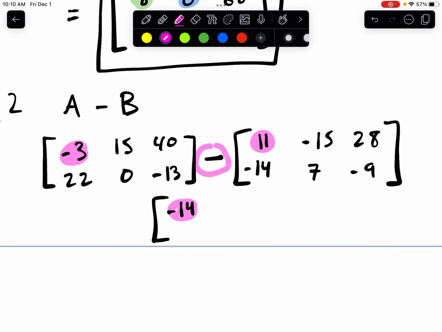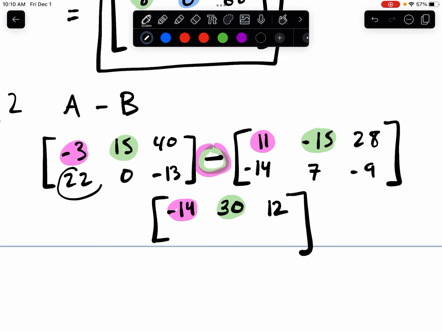All right, and I keep going across, right? So we're going to look and we see that we have 15 minus -15. So minus a negative is really a plus. So 15 plus 15 is going to give me 30. All right, so we get 30 there. So just be really careful with the double negatives that might occur when you're subtracting. So now we have 40 minus 28. Well, 40 minus 28 is 12. And 22 minus -14, minus a negative is really a plus. So 22 plus 14 is 36. And then 0 minus 7, that's -7.